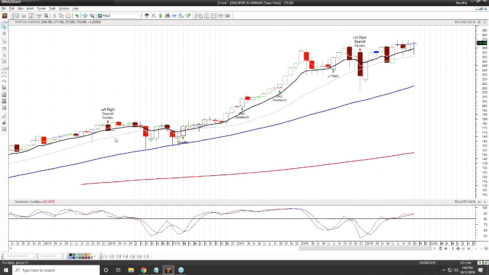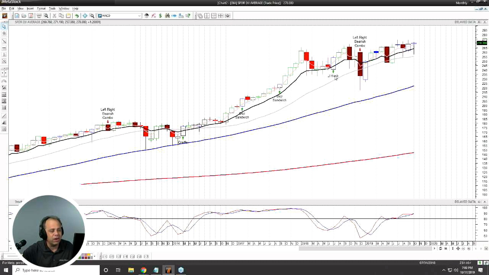So right here, we've got the left-right bearish combo. During this huge up move, right towards the bottom, you had this cradle, you had a doji sandwich on the way up, another doji sandwich on the way up, and a J hook. And right here, the most recent monthly signal that we've had is the left-right bearish combo.